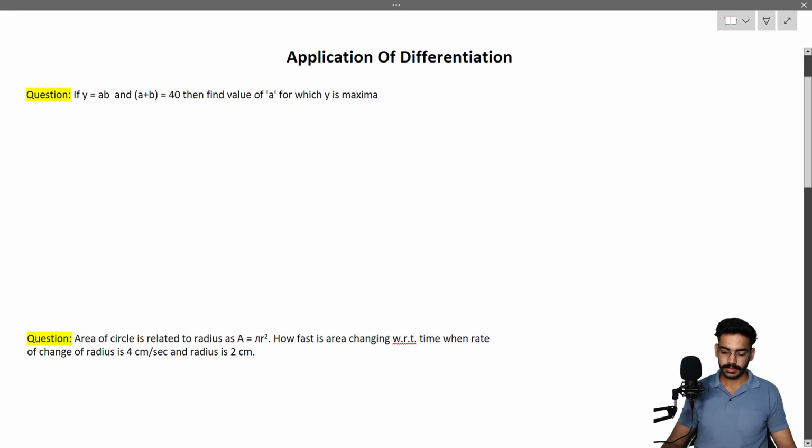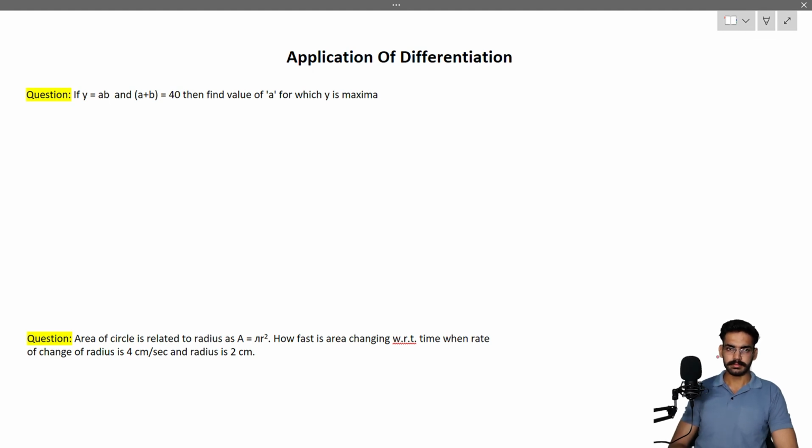So hello everyone. Now we're going to start with our next topic, which is the application of differentiation. Till now we have studied the first derivative and second derivative, and we have seen maxima and minima. Now we are going to see the real life application of differentiation, and how to apply it in real life.